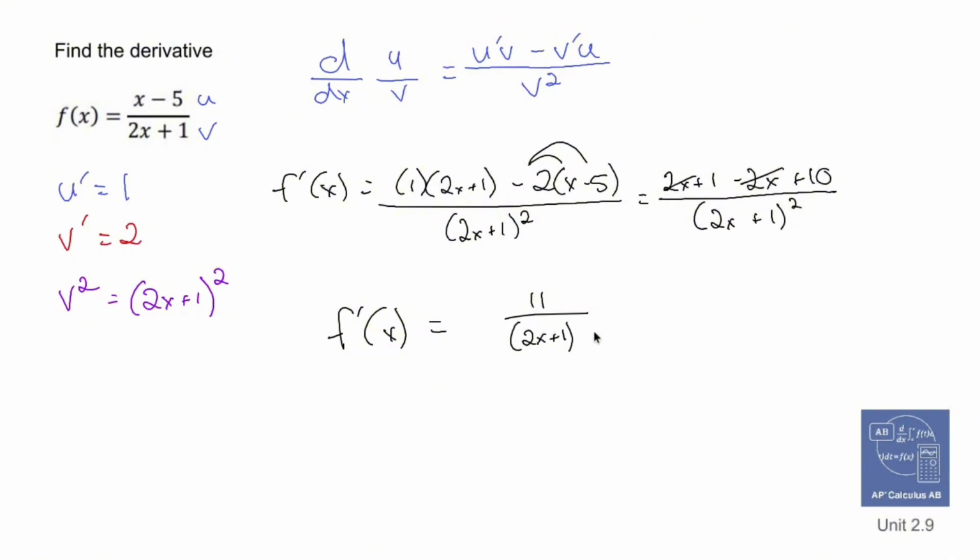If you have a teacher or a professor that says, no, you must FOIL it out, great. 4x squared plus 4x plus 1. Here, yippee. I did it for you. But yeah, that's what you would get. Okay? So the quotient rule is very important. You're going to see it a lot. This is how I do it.